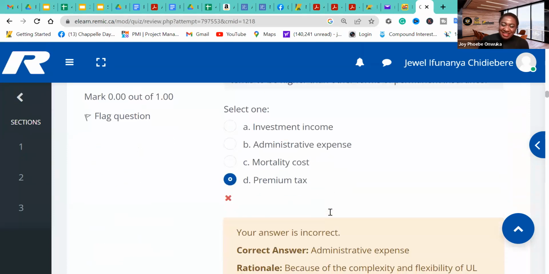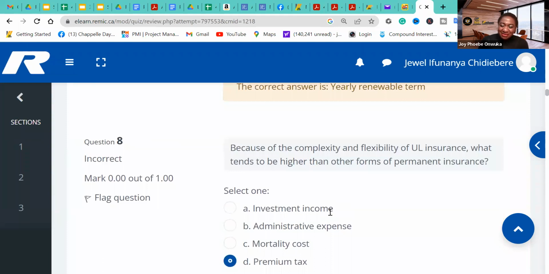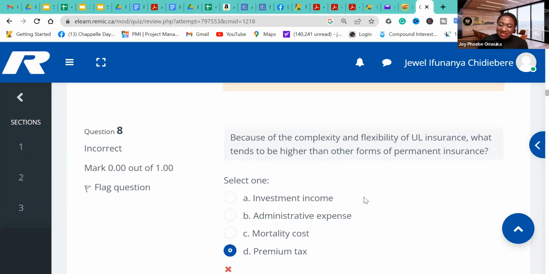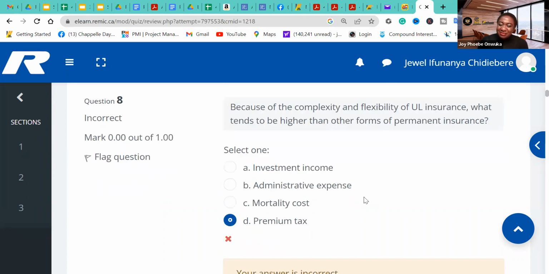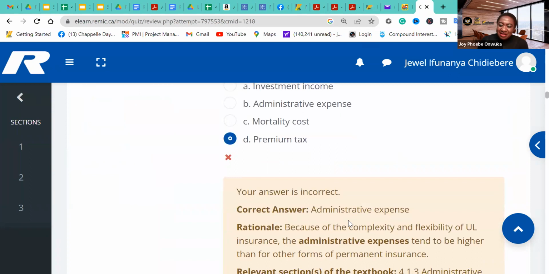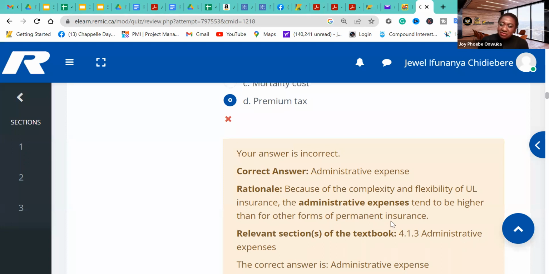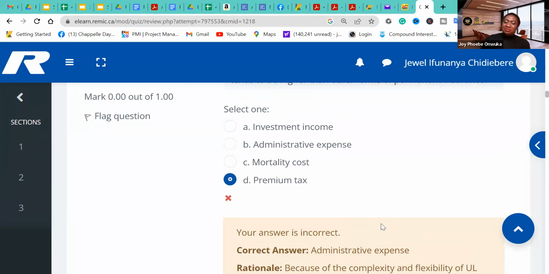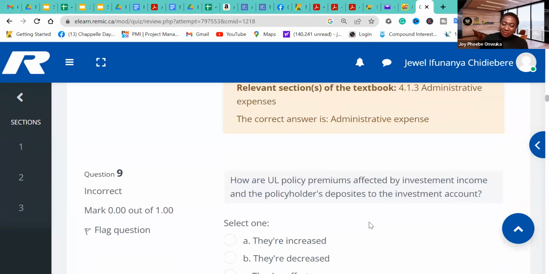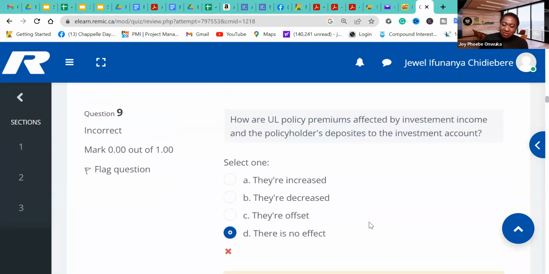Oh, we didn't get this one. This one is where they were asking about, because of the complexity of the UL insurance, administrative expenses tend to be higher. Because of the flexibility and complexity of the UL, the administrative expenses tend to be higher than other forms of permanent insurance. Really? I thought it's premium tax. Oh, higher. Wow.